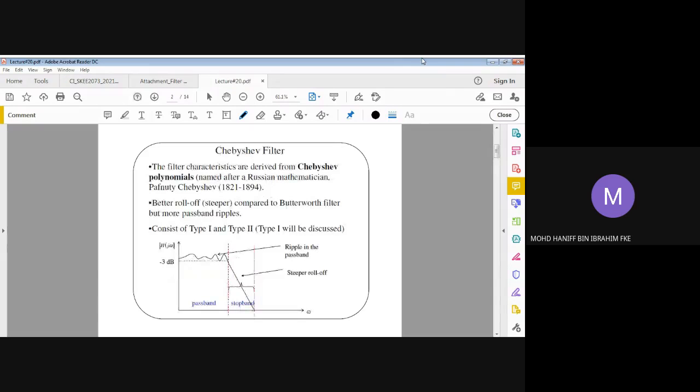This will be the theoretical part, the fundamental part of Chebyshev filters, which we can compare with the Butterworth filter that we did last time. The Chebyshev filter is derived from the Chebyshev polynomial, which is named after the Russian mathematician Pafnuty Chebyshev.